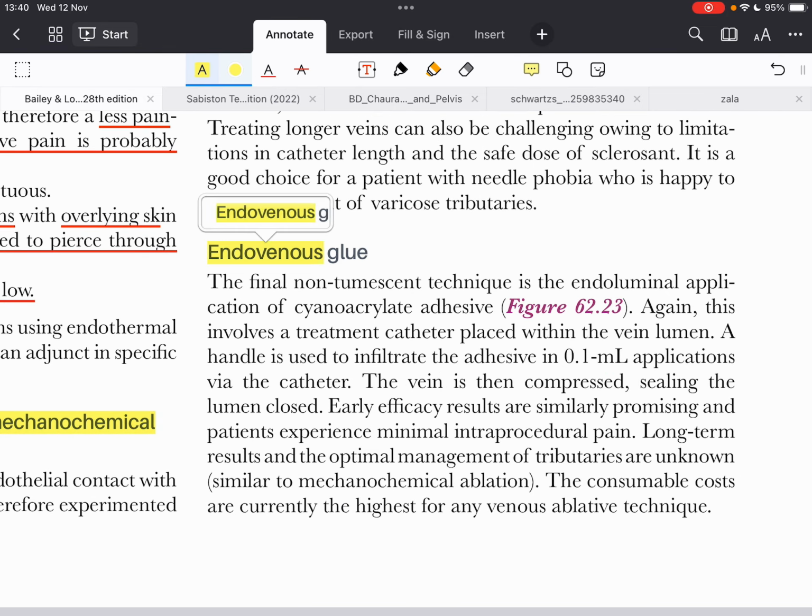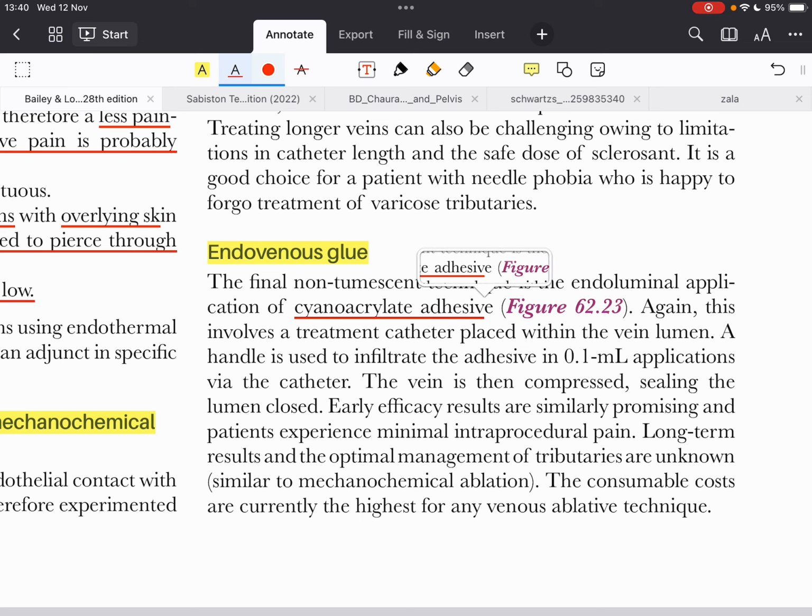Endovenous glue. The final non-tumescent technique is the endoluminal application of cyanoacrylate adhesive. Again, this involves a treatment catheter placed within the vein lumen. A handle is used to infiltrate the adhesive in 0.1 ml applications via the catheter.